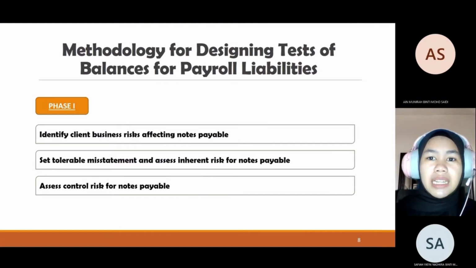Let's say the client is unable to get profit or is having a poor cash flow. It will affect the company's ability to pay installments to the bank. The next step in phase 1 is to set tolerable misstatement and assess inherent risk for notes payable. Usually, the tolerable misstatement in this cycle is lower.